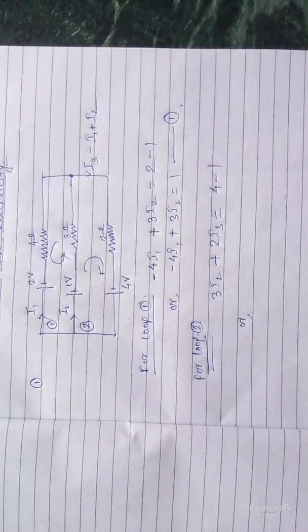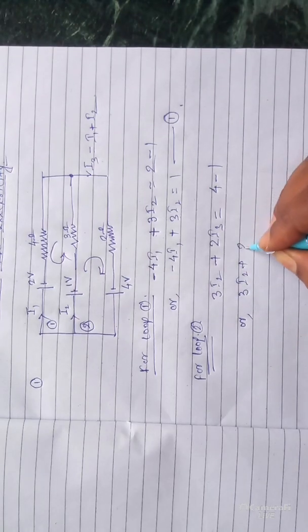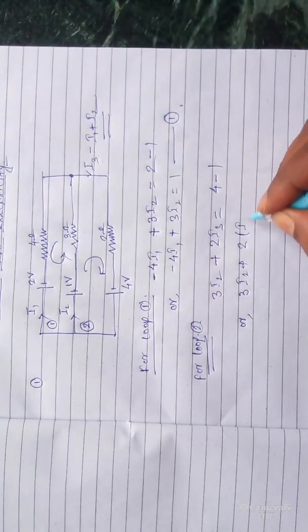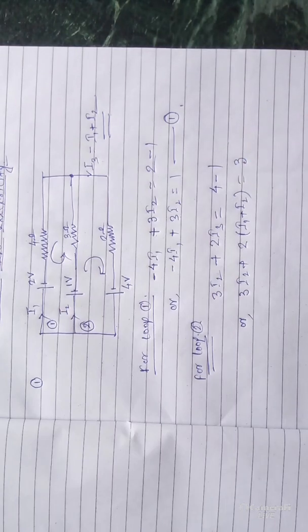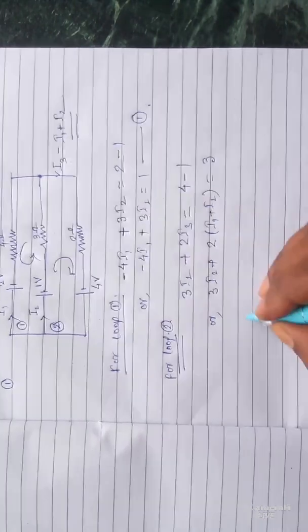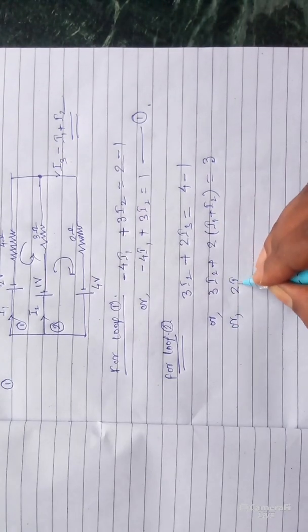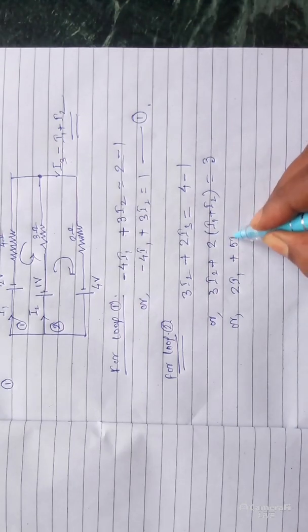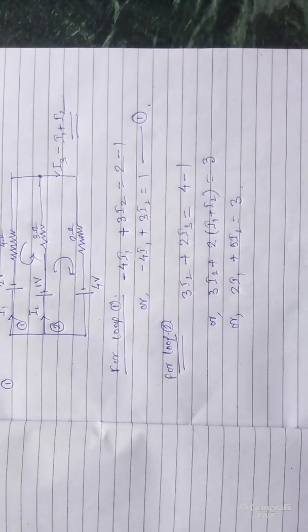So what will be your result? You will get 3I2 plus 2I3. I3 means I1 plus I2, you can write. So 3I2 plus 2 into (I1 plus I2) is equal to 3. Or you can write 2I1 plus 3I2 plus 2I2, that is 5I2, equal to 3. Isn't it? You can check it once again.